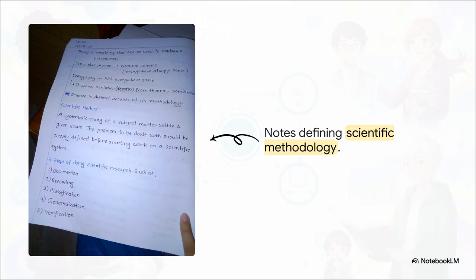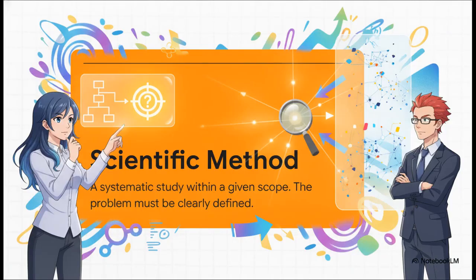Really think about that for a second. Science isn't defined by what you study, whether that's microscopic atoms or massive human populations. It's defined entirely by how you study it. So the crucial takeaway here is that the scientific method is defined as a systematic study of a subject matter within a given scope. And there's a massive caveat you've got to catch. The problem you're dealing with must be clearly defined before you start working on a scientific system. You can't just wander aimlessly into a sea of data and see what happens. You absolutely have to define your target first.